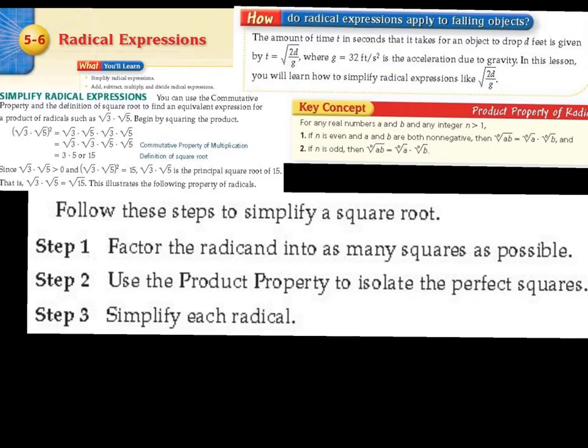Follow these steps to simplify a square root. First, factor the radicand into as many squares as possible. Then, use the product property to isolate the perfect squares. And then, third step, simplify each radical.